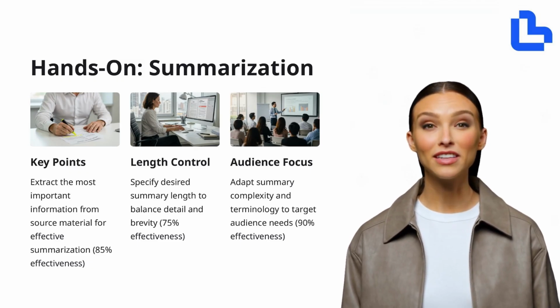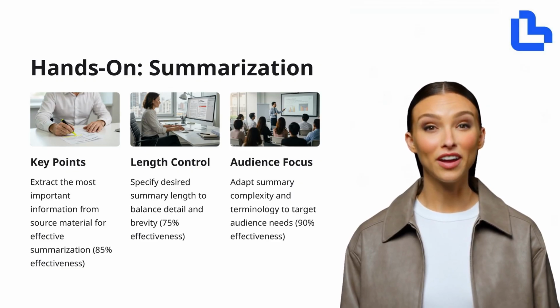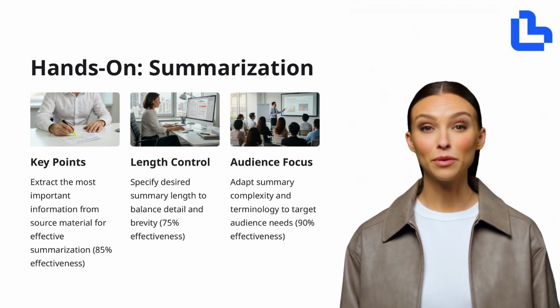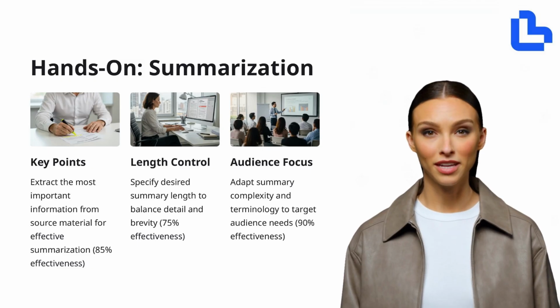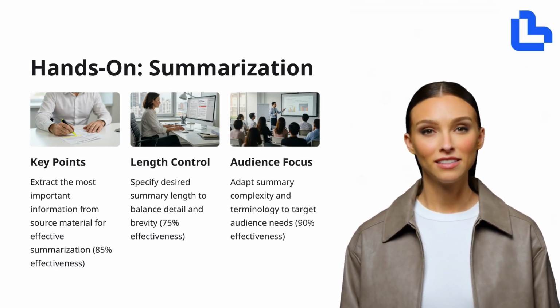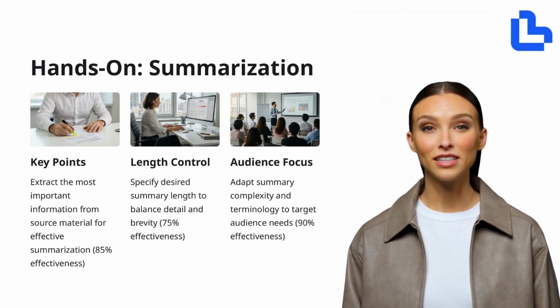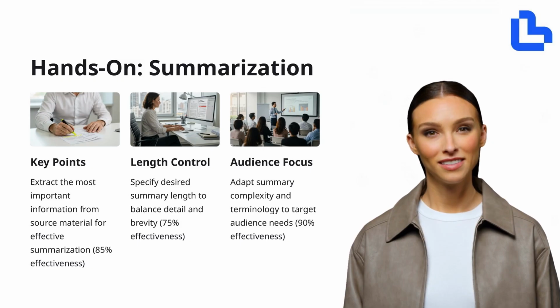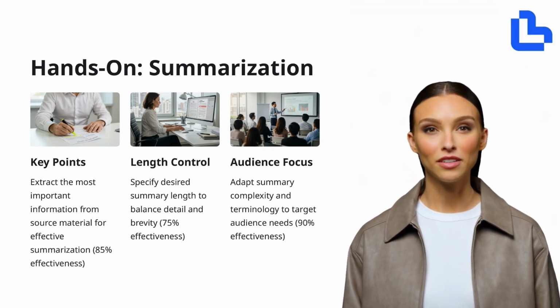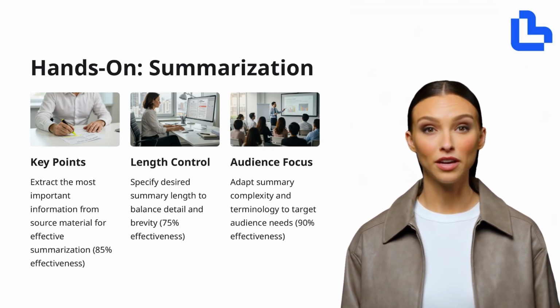Finally, tailor the summary to your audience. A summary for a technical team will look very different from one for a customer or investor. Let the AI know who the summary is for, and it will adjust the complexity, tone, and terminology accordingly. With these 3 levers, key points, length, and audience, you can turn dense content into clear, actionable insights. And with AI doing the heavy lifting, you'll save time while staying focused on what really matters.